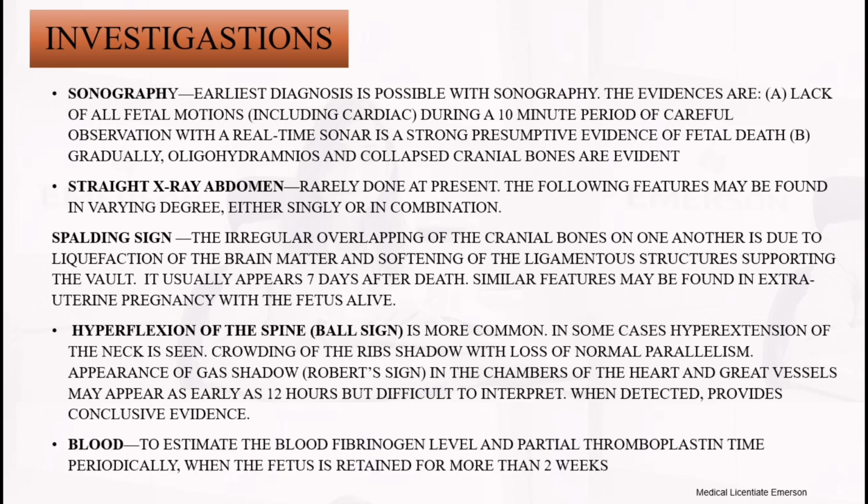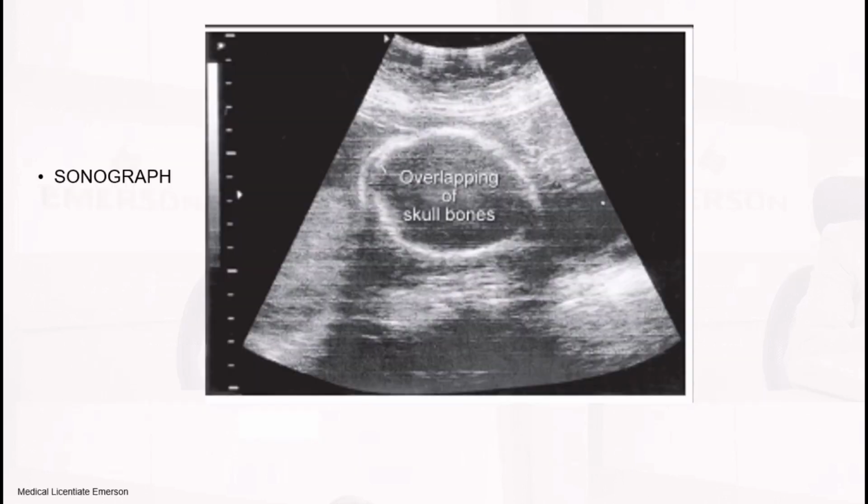Then, of course, another investigation you can do is blood investigations to estimate the blood fibrinogen levels and partial thromboplastin time periodically, and when the fetus is retained for more than 2 weeks. So that's how it is going to help you.